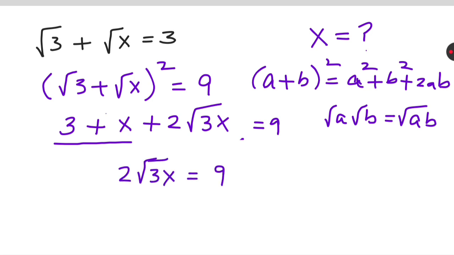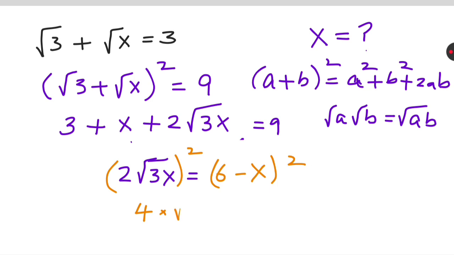If you send it to the right hand side, then it becomes 9 − 3 − x, isn't it? 9 − 3 is 6. So we got 6 − x. Still we have a square root on the left hand side. That's why we again square both sides. Here 2² is 4 times (√(3x))². Here the square and square root cancel, so we are left with only 3x. So 4 times 3x gives 12x, isn't it?